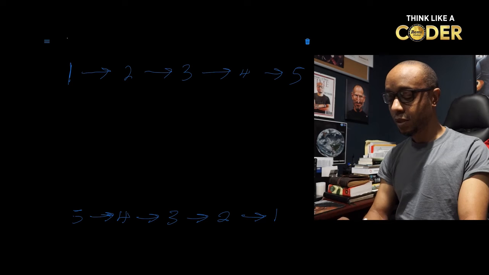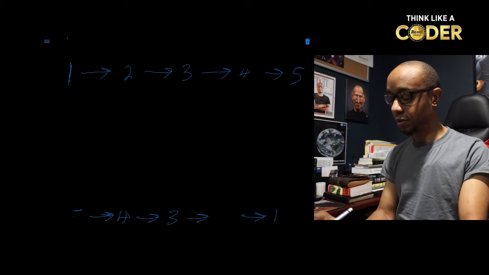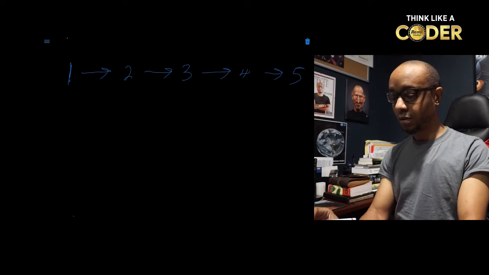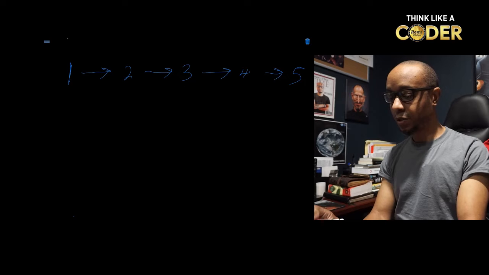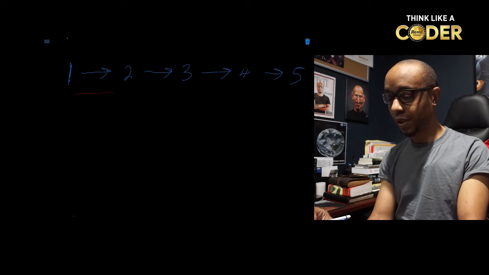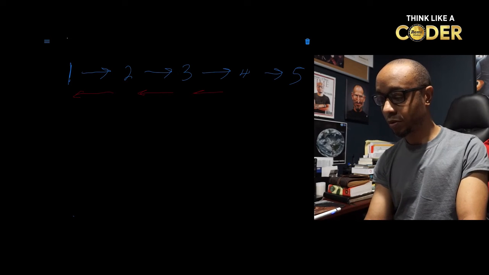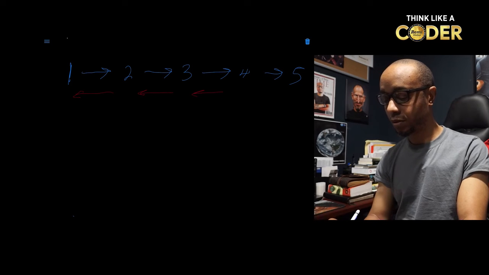The solution is kind of simple, but at the same time, like I said, it might be kind of hard to wrap your head around. So let me just erase all this real quick. So what does the solution look like? What we need to do is take this pointer, which is pointing to this 2, and we want to point it back to the 1. We want the 3 to point back to the 2. We want the 4 to point back to the 3.